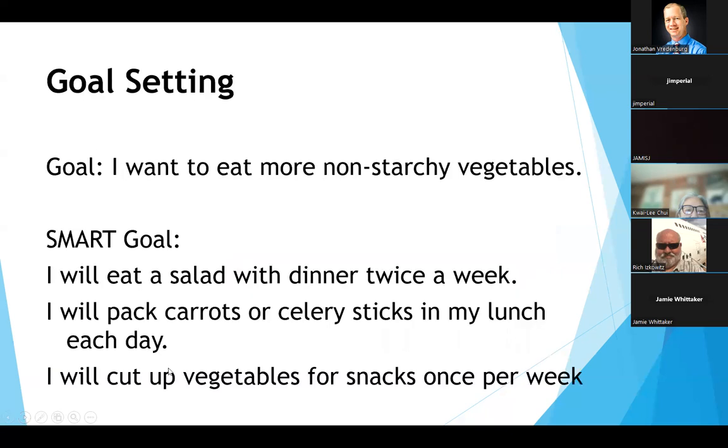So a common goal that people have listed, and this may be something that you shared with me in your goal exercise when we first had our first class, is: I want to eat more non-starchy vegetables, or I want to eat more vegetables, or I want to eat salads. So that's a decent goal, but really it's not a SMART one, and we need to attach a little bit more specificity to it and make it something that can be measured.